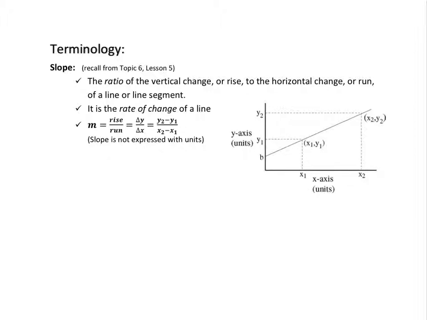M is the letter that we use to represent slope, and m can be written as equal to rise over run, or the change in the y values divided by the change in the x values. If you're given 2 points on a line, you can write that as y2 minus y1 over x2 minus x1, where (x1, y1) are the coordinates of the first point, and further to the right on the graph we have our second point, (x2, y2). These are the values that we can use to calculate the slope.